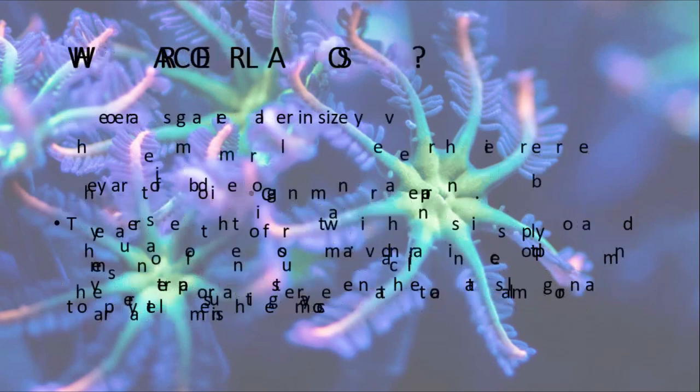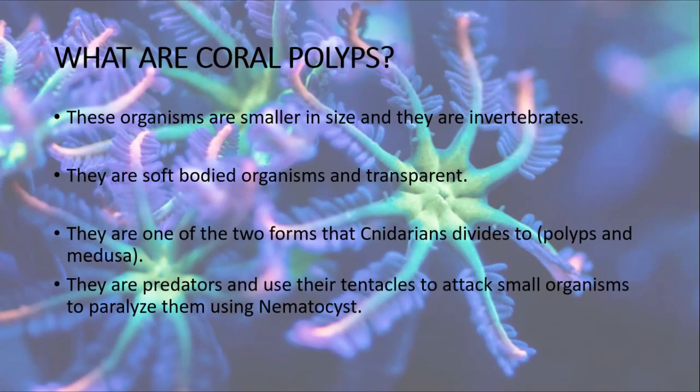Then what are these coral polyps? These are organisms and they are smaller in size, they are invertebrates. They are also soft-bodied organisms and they are transparent. They are one of the two forms that Cnidarians divide into, which means polyps and medusa. They are predators and they use their tentacles to attack small organisms and paralyze them using nematocysts.